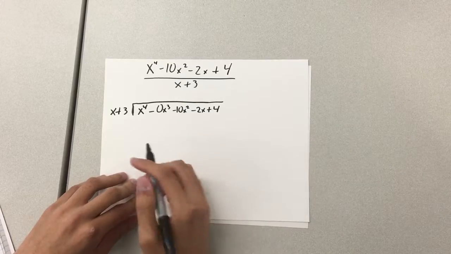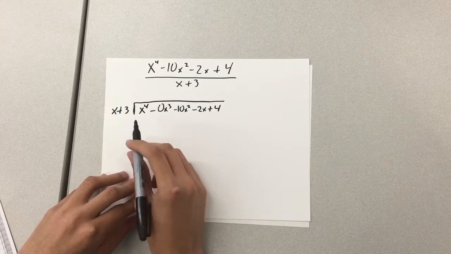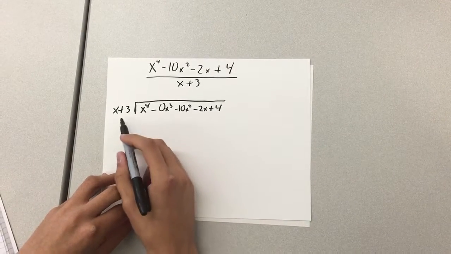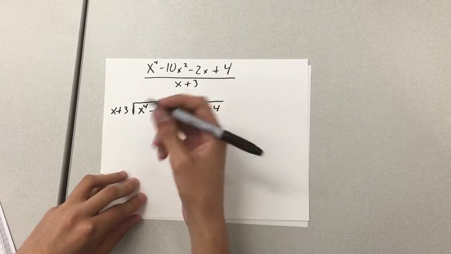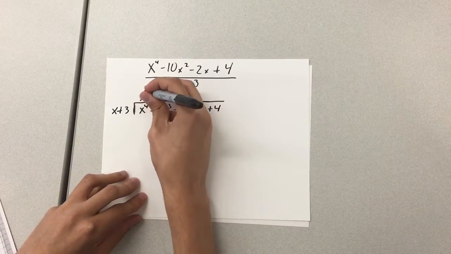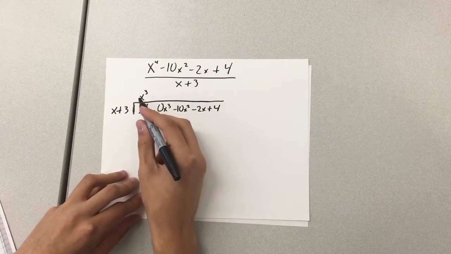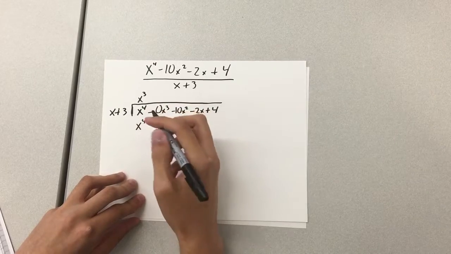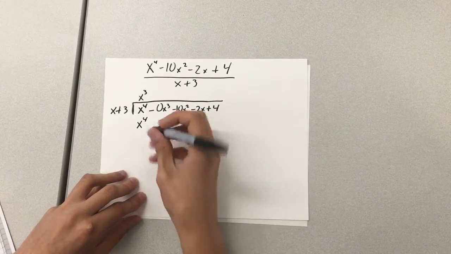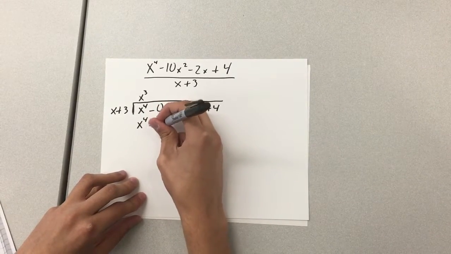Afterwards, we look at the x to the fourth. We determine what we can multiply to the x plus 3 to get x to the fourth. So that number will be x to the third. X to the third times x gives us x to the fourth. X to the third times 3 gives us 3x to the third.